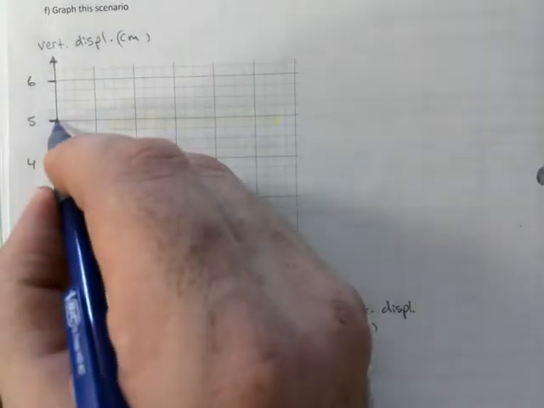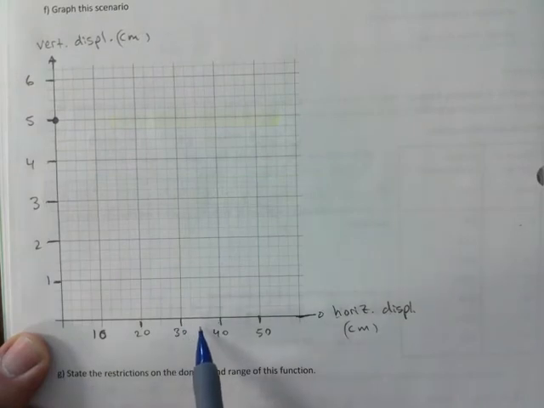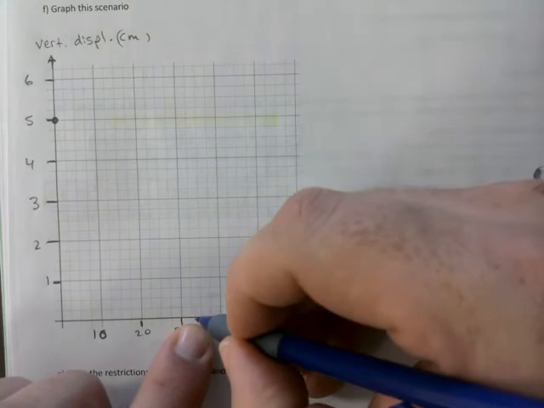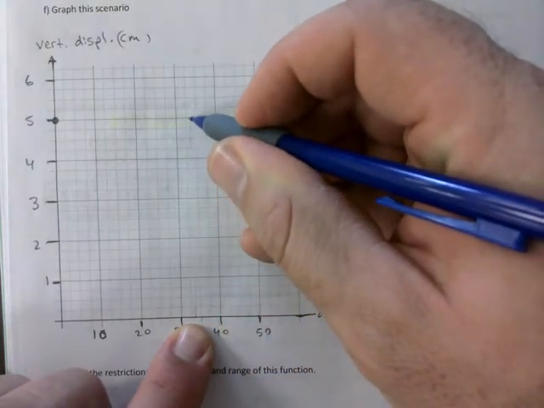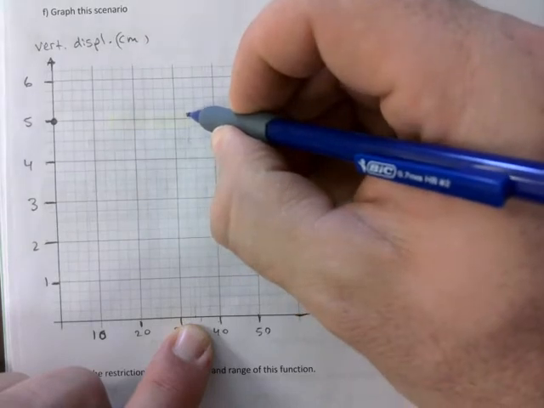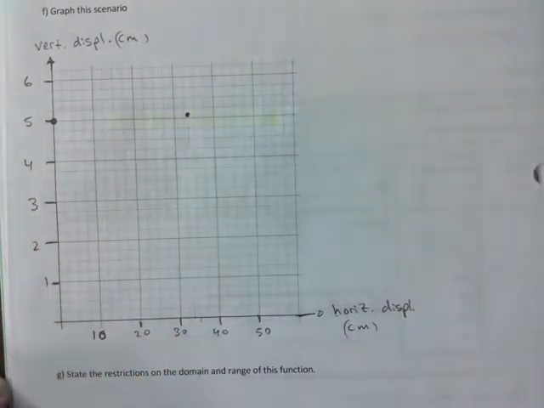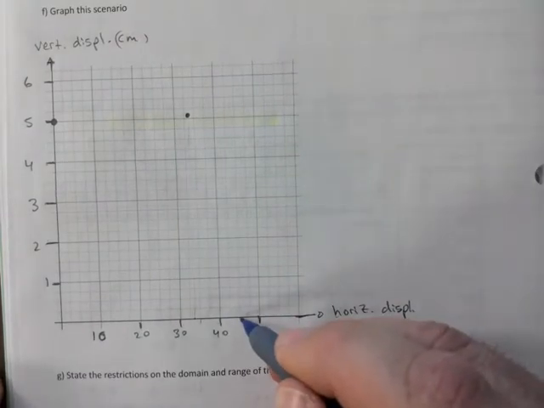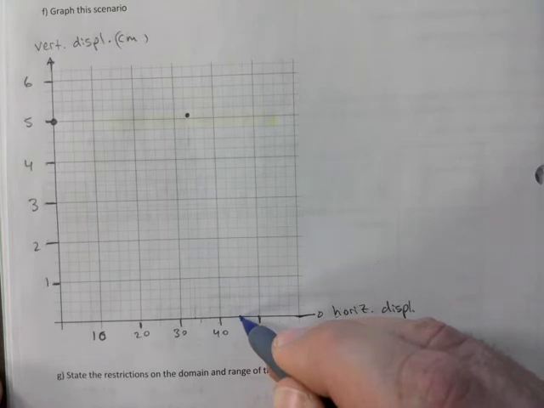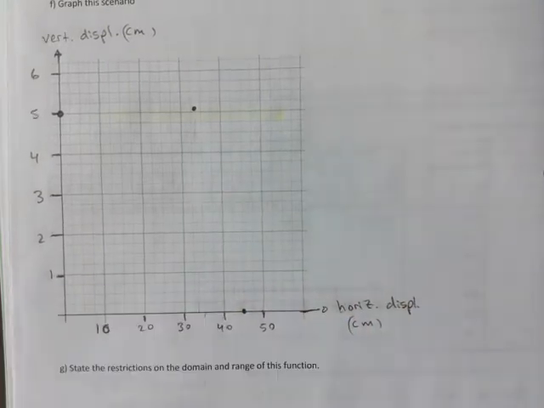So 0, 5 is my initial. At 33, this would be 35, so 33 is right about there. I'm at my highest point, which is 5.05, which is not much higher. But I'm just going to make it slightly higher than my initial. And I'm at 45, basically. That x-intercept is so close to 45 that we're just going to put it right there.